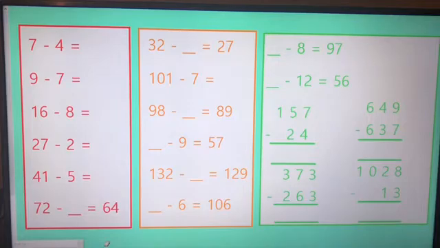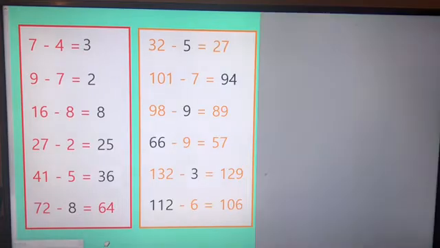Right then, I hope you've managed to answer all of those questions. Let's have a look at some of the answers. So on the screen, I've put up the red and the orange answers for you. So you can pause the video quickly while you check your answers. And if you've made any mistakes, you can have another go and see where you went wrong.